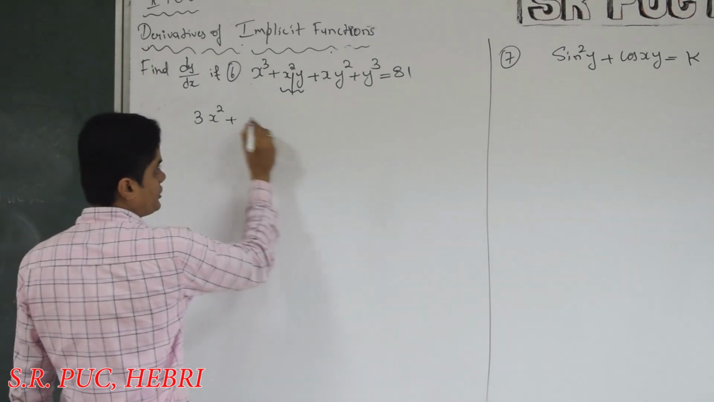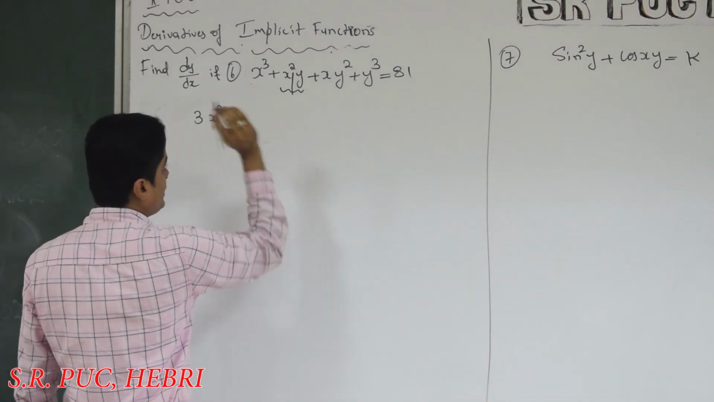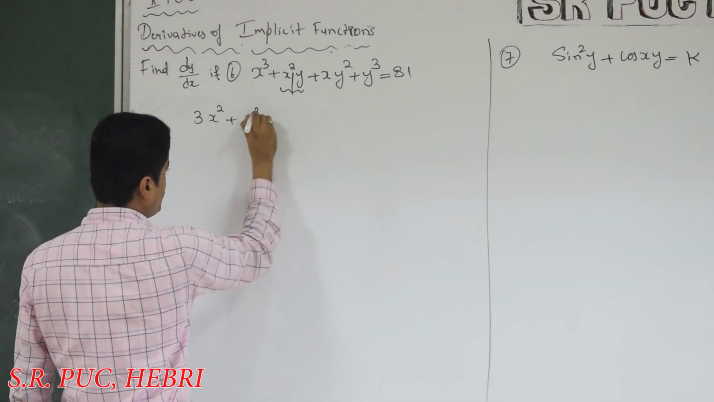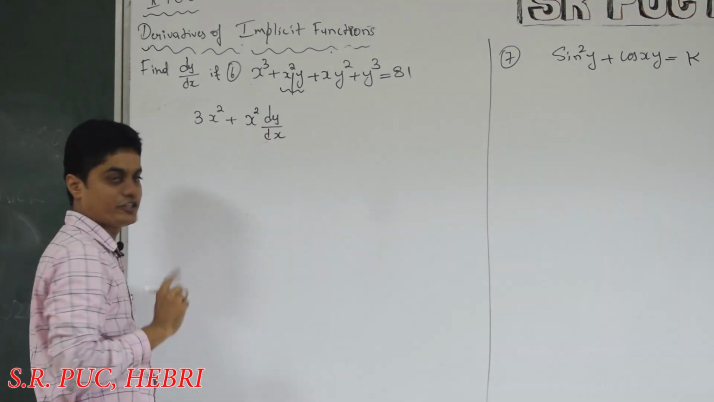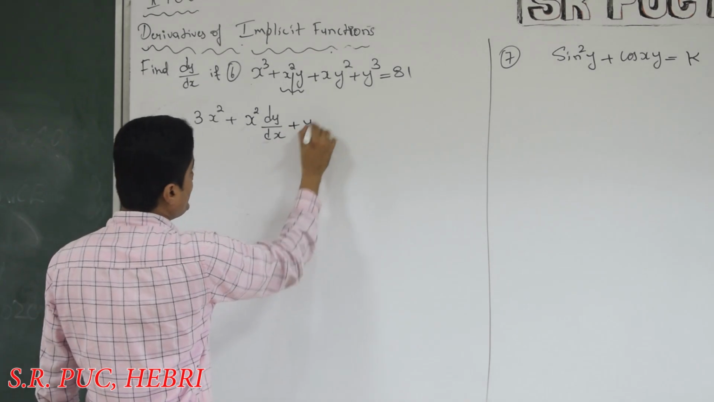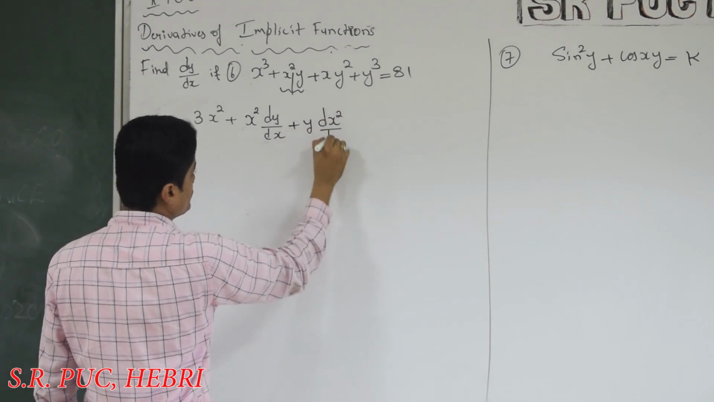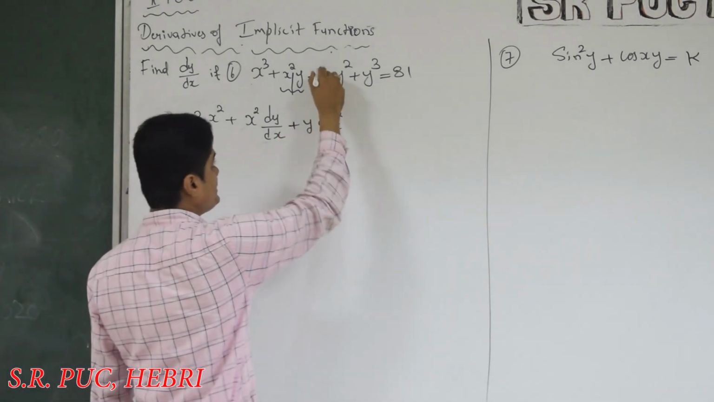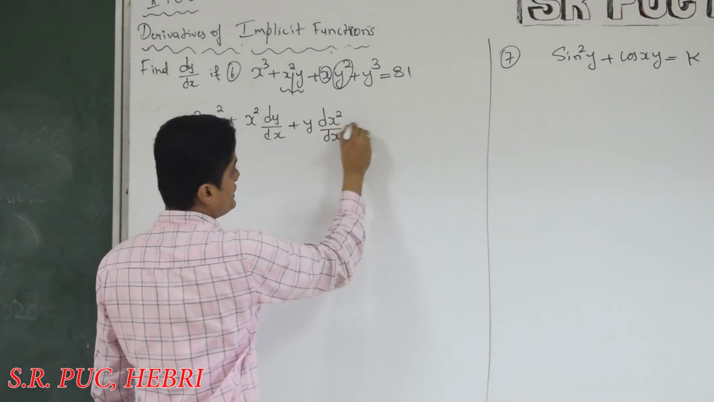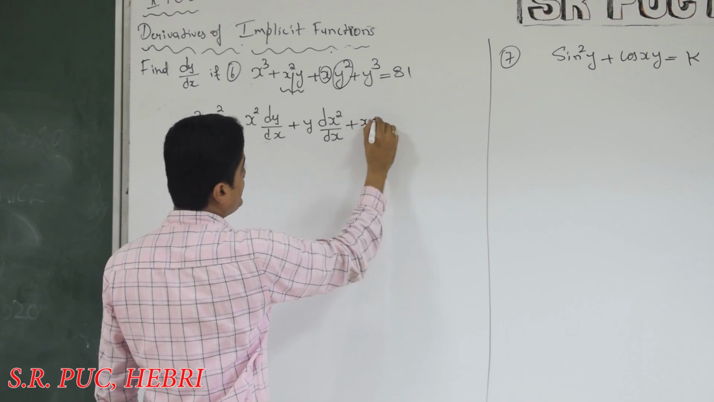Okay. So product rule, I hope you remember. I'll not write the formula again. So recall properly: u into differentiation of v, that is x square into derivative of y, plus y into derivative of x square. Simple product rule. Again, the next term is a product of two functions, so plus x into derivative of y square.